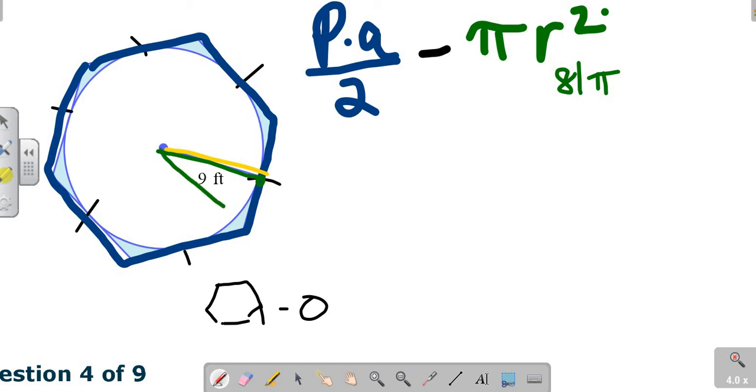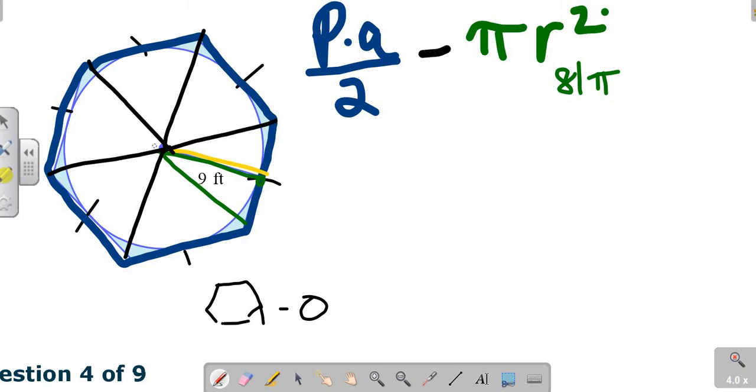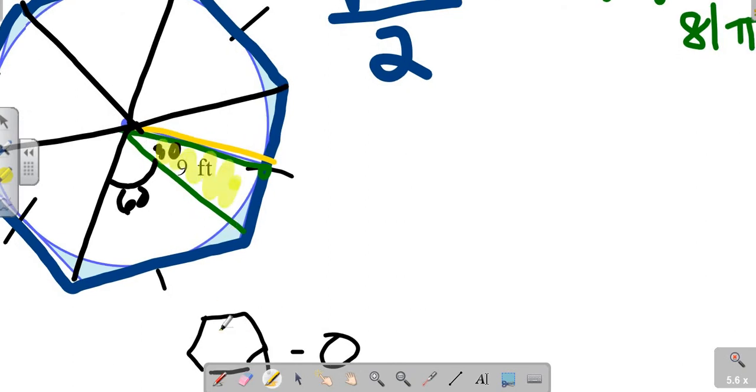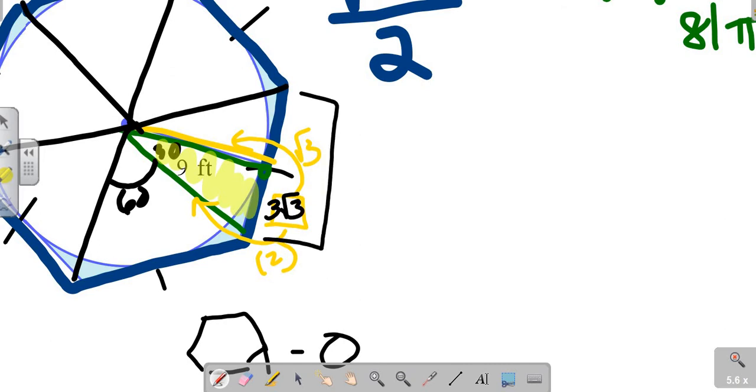For this one, we go like this. We draw in our radii. And our pizza slice here is 360 divided by 6, which would make this a 30, 60, 90 triangle. 30, 60, 90, short leg, short leg root 3, short leg times 2. Something times root 3 is 9. That's 3 root 3, which means our side length is going to be 6 root 3.